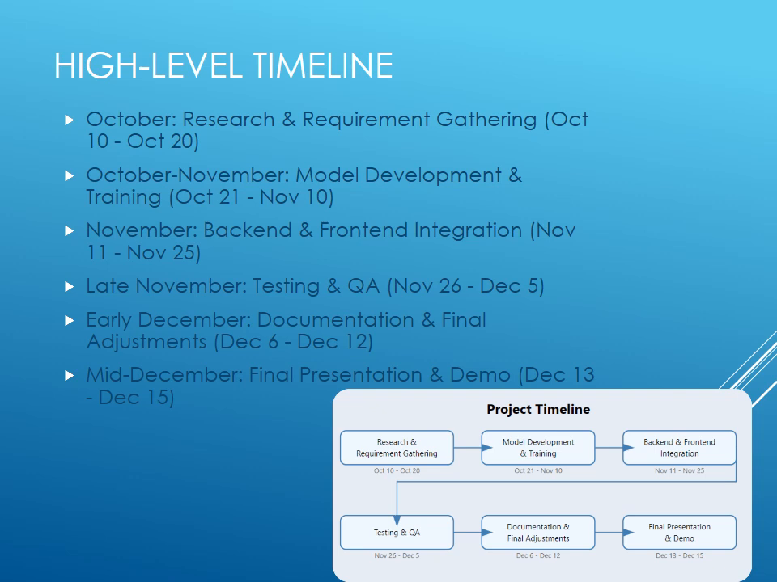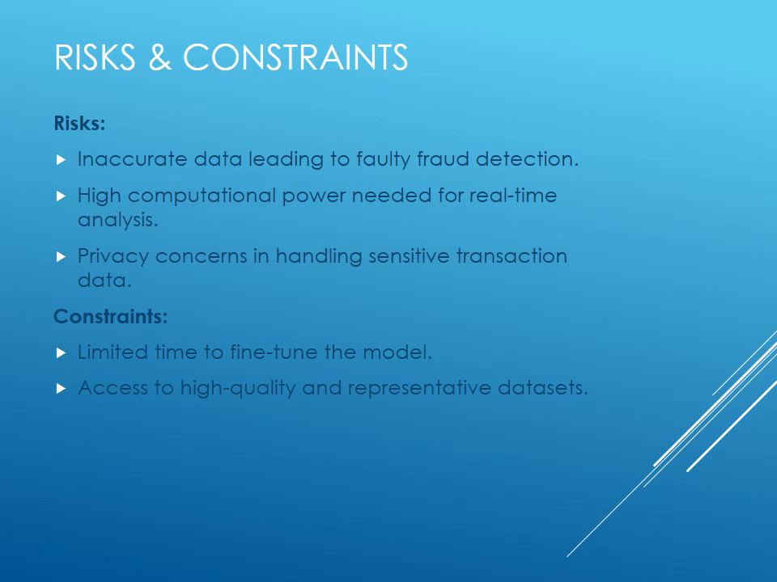From November 11th to November 25th, we will integrate the backend and frontend, connecting our machine learning model with the user interface. From November 26th to December 5th, we will conduct thorough testing and quality assurance to identify and resolve any issues. In early December, from December 6th to 12th, we will focus on documentation and making final adjustments. And finally, in mid December, we will present the final project with a demo between December 13 and December 15.